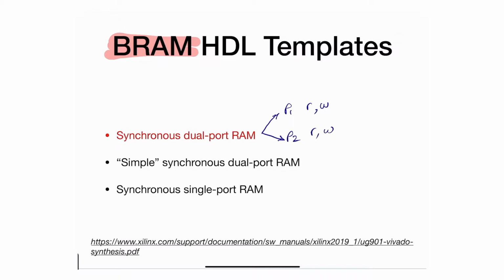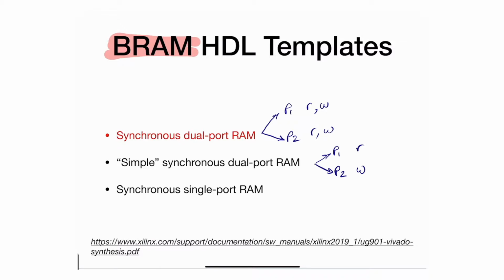The second example says simple synchronous dual port. So it's also dual port, so we're going to have P1 and P2, but the difference is that one of them will be dedicated to read and one of them dedicated to write. So let's assume that port 1 is the read and the other one is the write. Port 1 can be used for read only, not read or write.